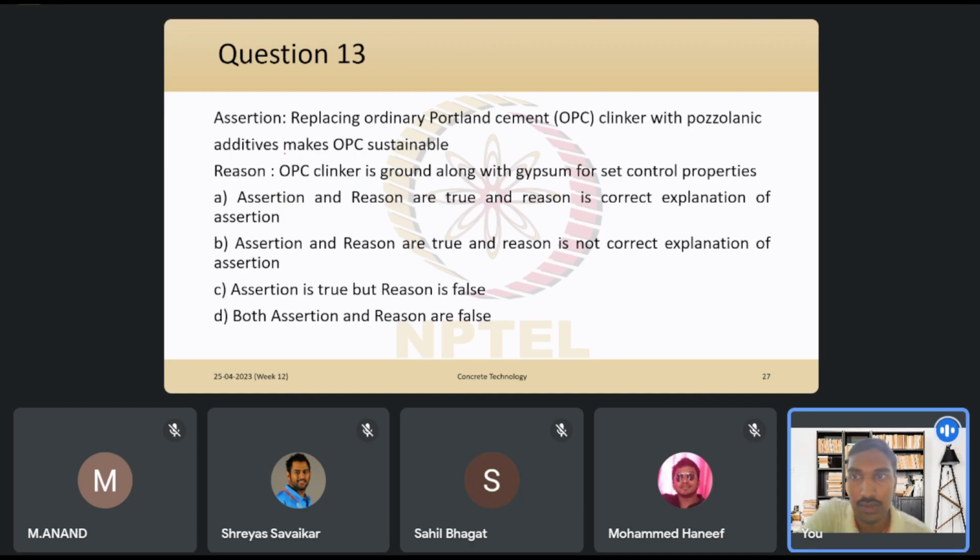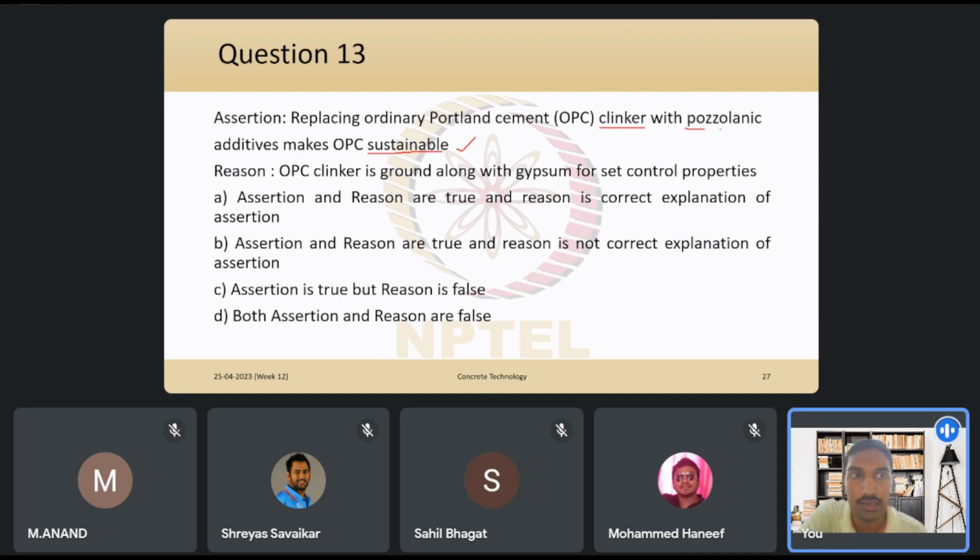Let's look at them individually as statements. What is the assertion? Replacing ordinary Portland cement clinker with pozzolanic additives makes OPC sustainable. This is a correct statement, right? We saw earlier, when we looked at green concrete, that we want to reduce the OPC clinker production. We want to minimize it because it has higher carbon emissions. When we are talking about sustainability, we want to reduce carbon emissions. Therefore, as an alternative, we want to reduce this OPC clinker.